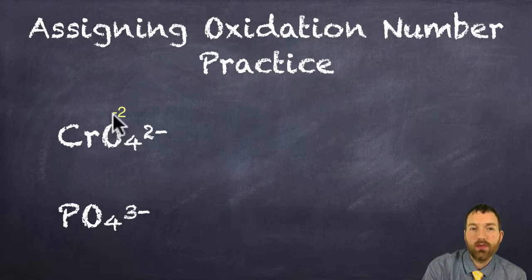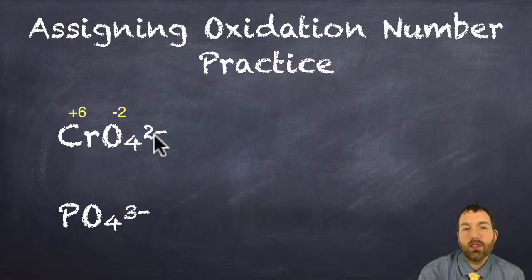So first thing we do is fill in oxygen. Oxygen is always -2. And I have 4 of them. So 4 minus 2s is a -8. So I need to ask myself, what does chromium have to be so that when I add it to -8, it's a 2- charge? And that, of course, is +6. Another thing I like to do here is check the periodic table to make sure that chromium can be +6.